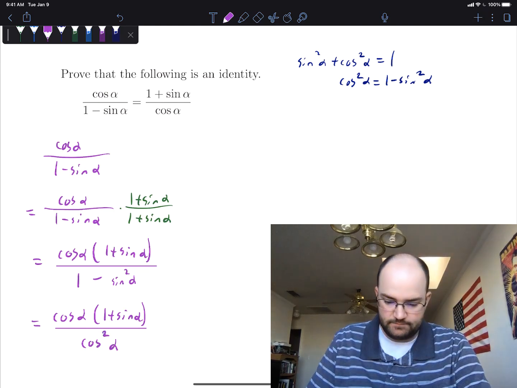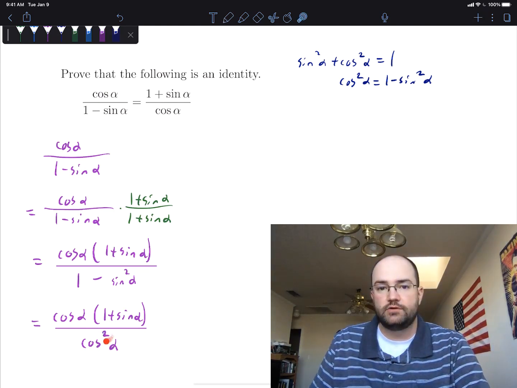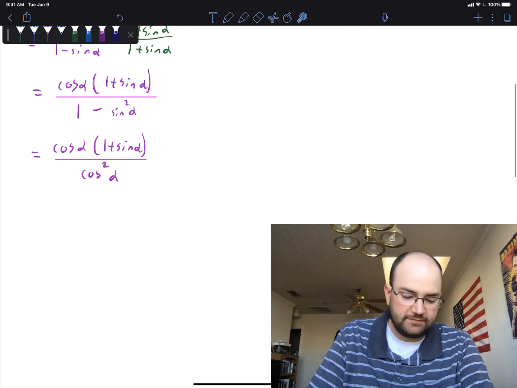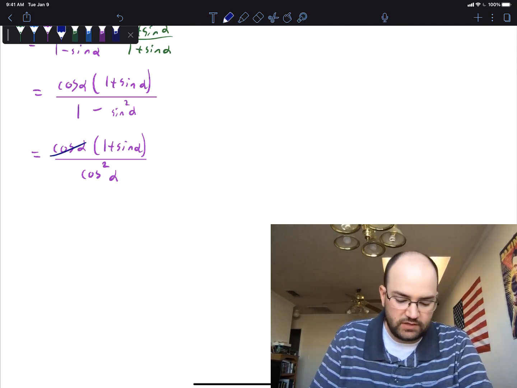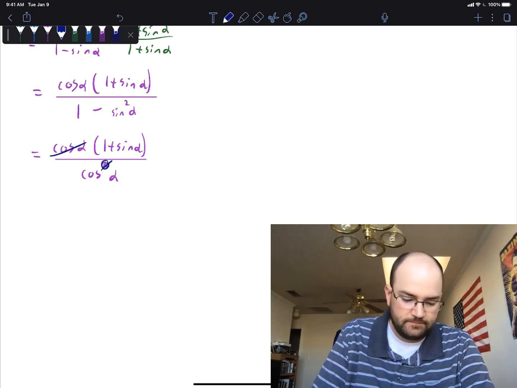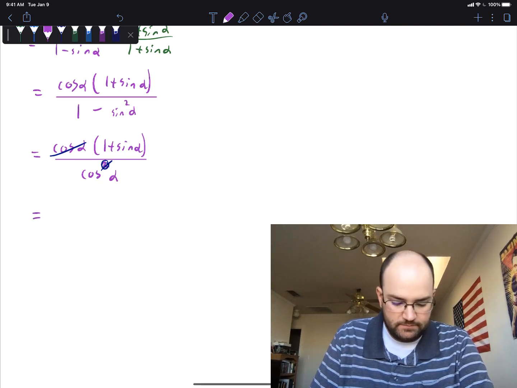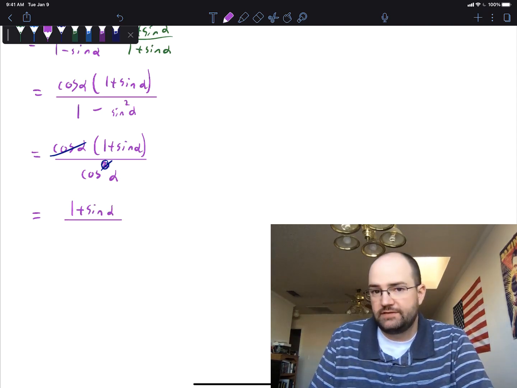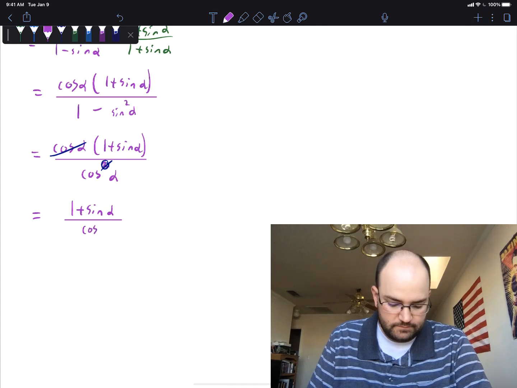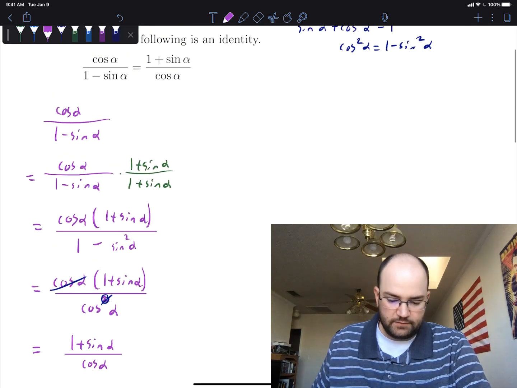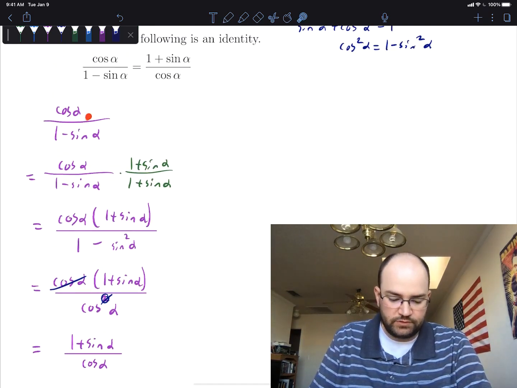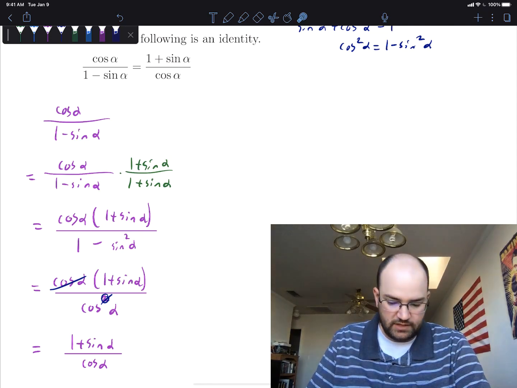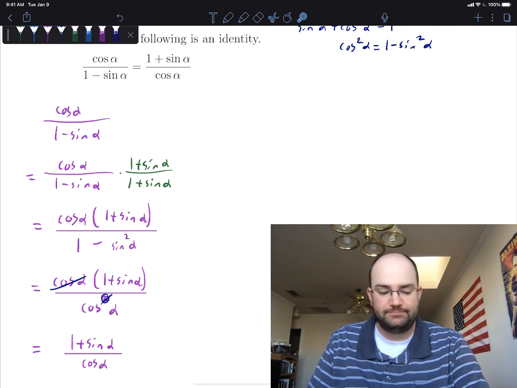alpha. Now notice that cosine alpha, cosine squared alpha, one of those cosine alphas cancel each other, so this entire thing goes away, and one of those goes away. And this is going to give me, excuse me, cosine goes away, we're just left with the parentheses of 1 plus sine alpha. Then all over in the denominator, we just have a single cosine alpha. And if we go up here, we started out with the left-hand side, manipulated it, and we got the right-hand side. And there you go.